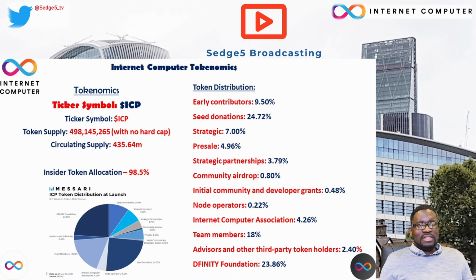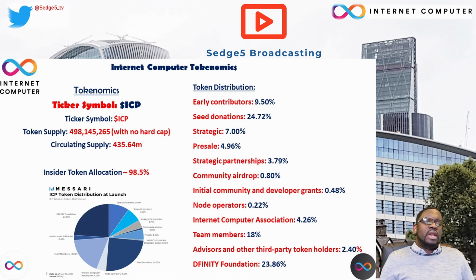Wow, that's tiny. Initial community and developer grants 0.48%. Node operators 0.22%. Internet Computer Association 4.26%. Team members 18%. Advisors and other third-party token holders 2.4%. Dfinity Foundation 23.86%. Wow, very rarely do I come across such a one-sided affair when it comes to token allocation. This token allocation screams insider.